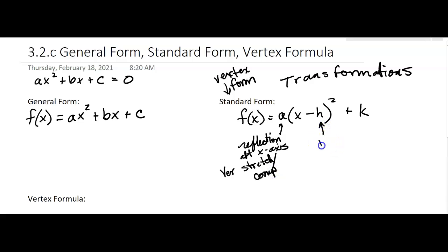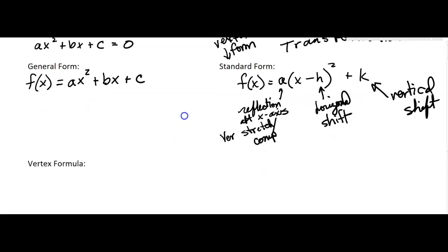h tells us a horizontal shift. h for horizontal. And k tells us the vertical shift. So that's how that works. If you had a parabola, the basic one, and you're shifting it over h and up or down k, then that's where your vertex is going to be.